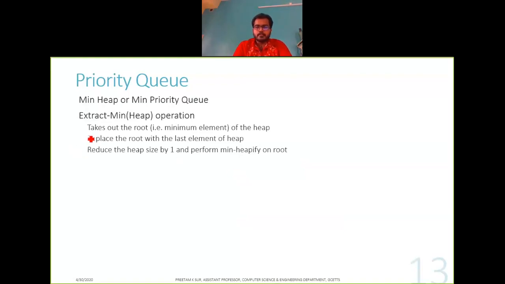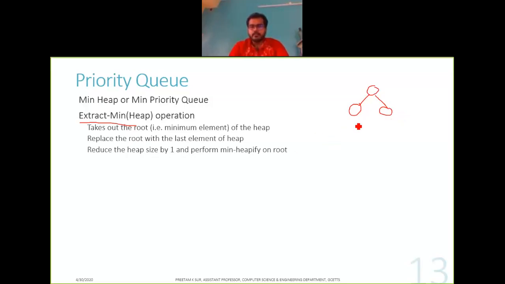So what are they? We need the operation extract min heap. But prior to going to that, what is min heap? You have done heap sort, right? For heap sort we are having max heap. So max heap says that any node is greater than all of its children, right? In case of min heap, any node will be less than any of its children.